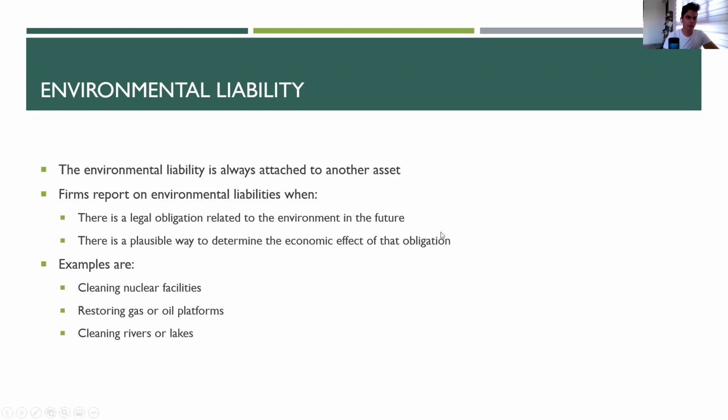So here in the presentation, it says that the environmental liability is always attached to the asset. And this is also important: the IFRS talk about when you have to report this liability, and they say that when these two things happen. The first thing is that it is a legal obligation related to the environment and related to the asset. If there is not a legal obligation, if you just want to do it, you are not allowed to report it. And I think that's pretty sad. The second thing is that there is a plausible way to determine the economic effect of that thing, so you can calculate how much you will pay in the future. I think this is easier, because imagine that you want to clean, but the accounting standards don't allow you to account for that liability, which I think is very sad.